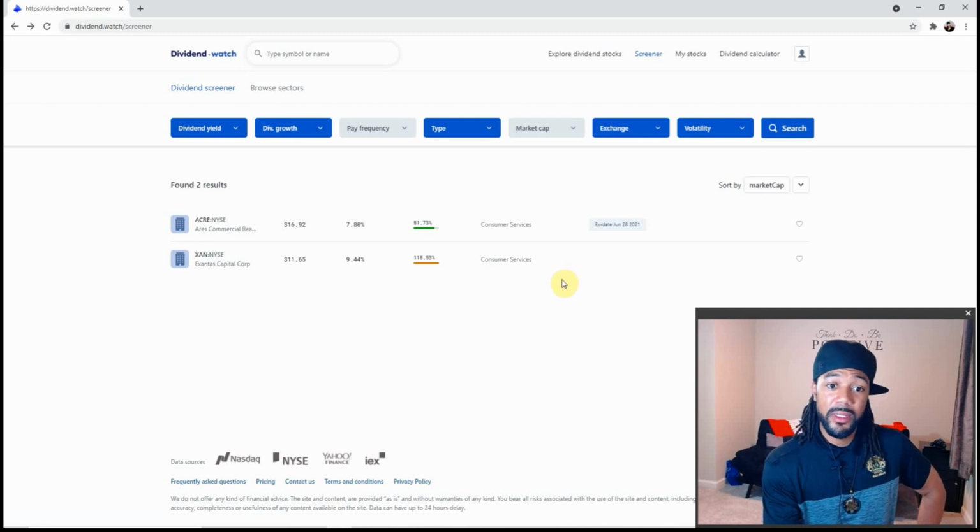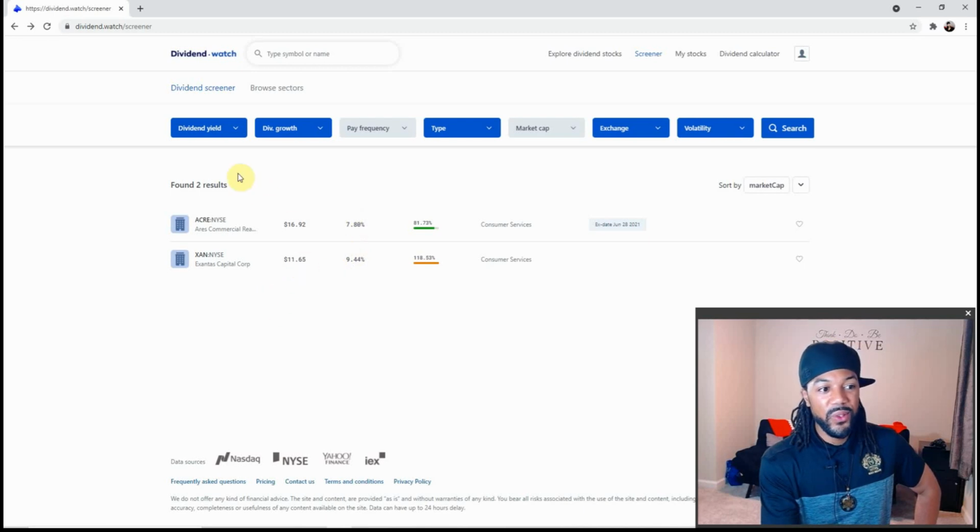It chopped some companies off. It chopped a lot of companies off. Same thing, but it's just dividend growth. All I did was add dividend growth. And it chopped a lot of those companies off because they haven't been increasing their dividends. So I got two companies here. And you guys know I went with one of them.